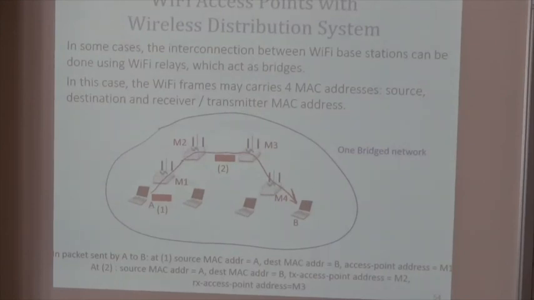And if you remember, the Wi-Fi protocol does things like acknowledgement. So it needs to know whom to send the acknowledgement to. M3 will not send the acknowledgement to A because it is the packet sent by M2 to M3, and M2 needs to know there is no collision and the transmission went okay. So you need to know the address of M2 and also the address of M3. So you have the transmit access point address and the receive access point address, so that in total you can have up to 4 MAC addresses in a Wi-Fi packet. So if you do a Wireshark with Wi-Fi, you will see up to 4 addresses.